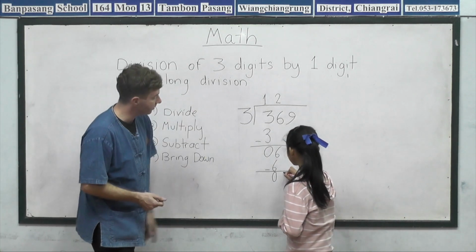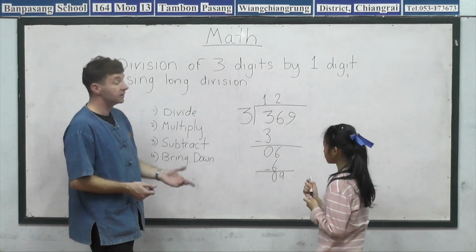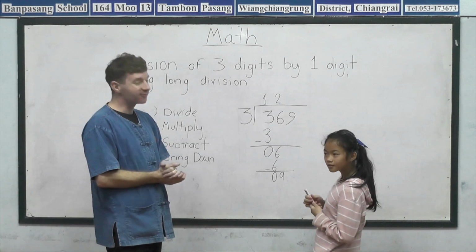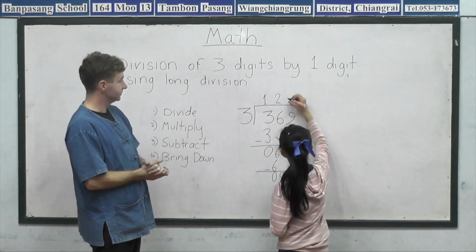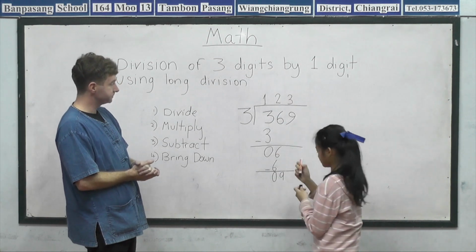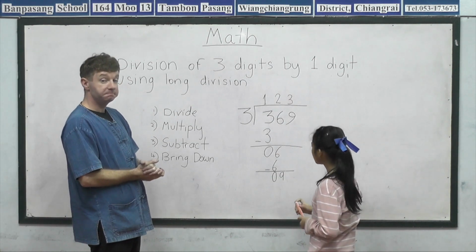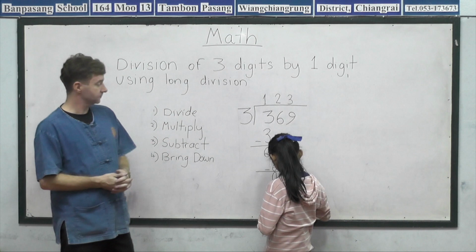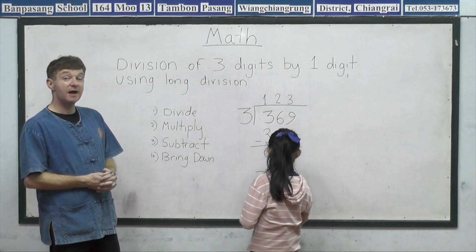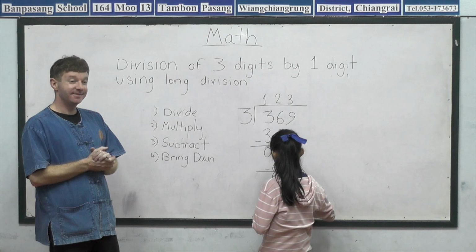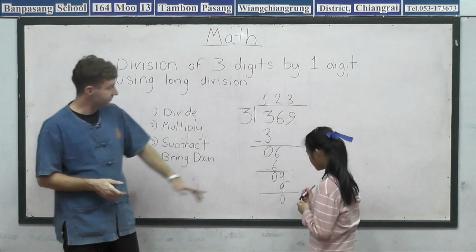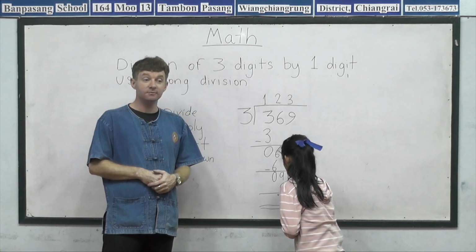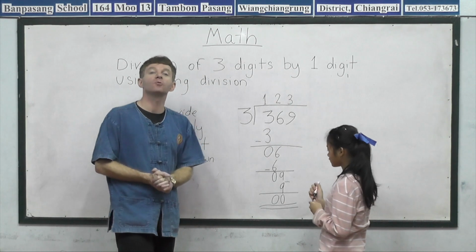Bring down. So let's bring down number 9. 9 divided by 3 equals 3. Perfect. 3 times 3 equals 9. 9 minus 9 equals 0. Is there any more numbers that we need to bring down? Do we have any remainders? No, we're at 0. So we have our answer.